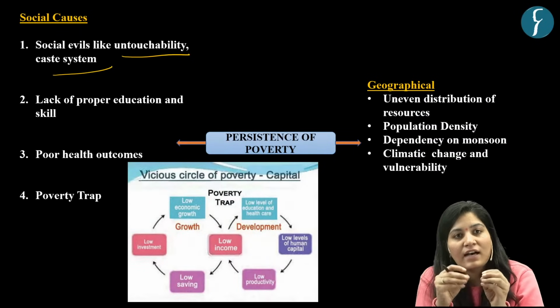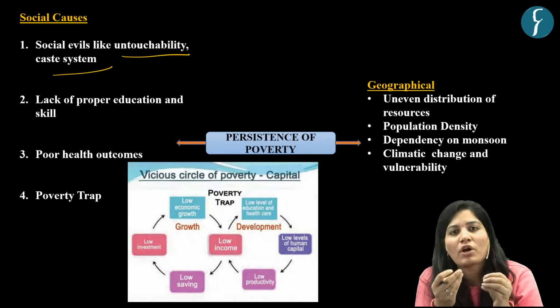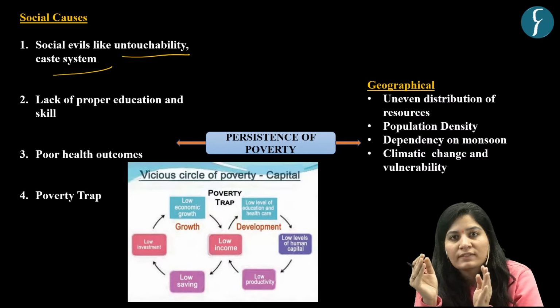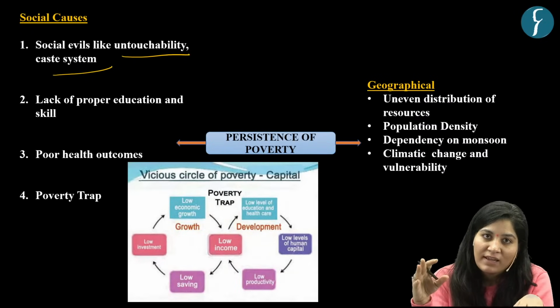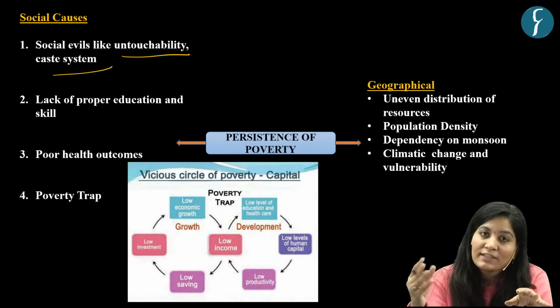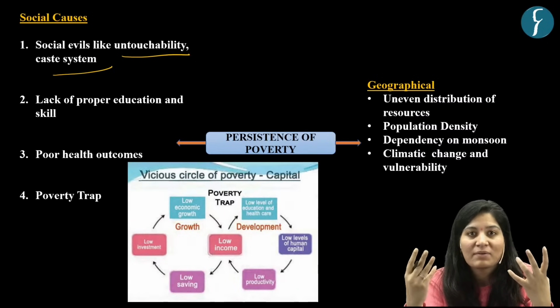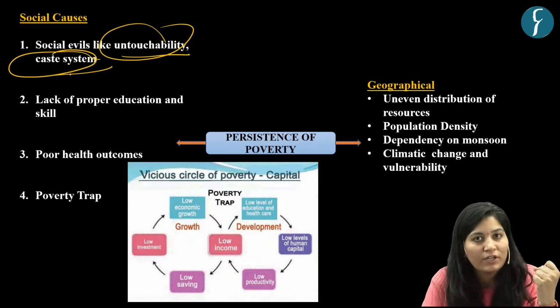And this unavailability of chance to avail education, employment opportunities by a certain section will lead to what? Will lead to inequality. And this inequality further leads to poverty. Because of what? Because of discriminatory practices like caste system, untouchability. Got it?